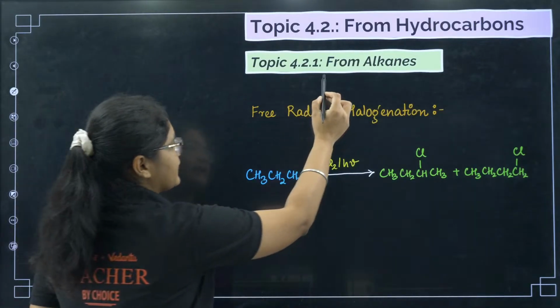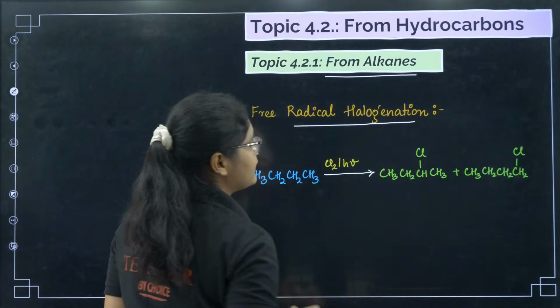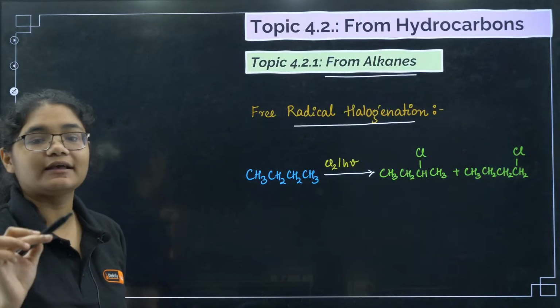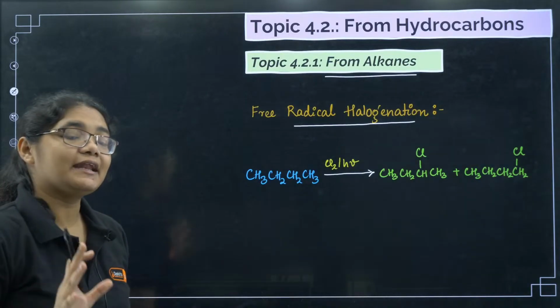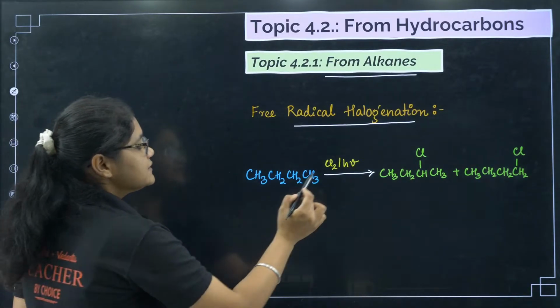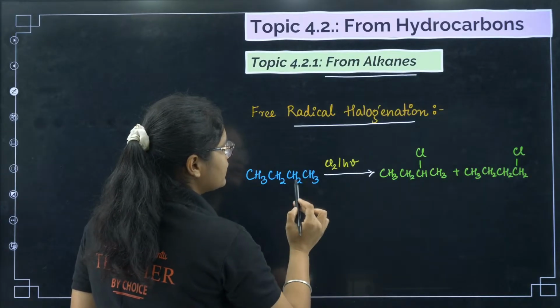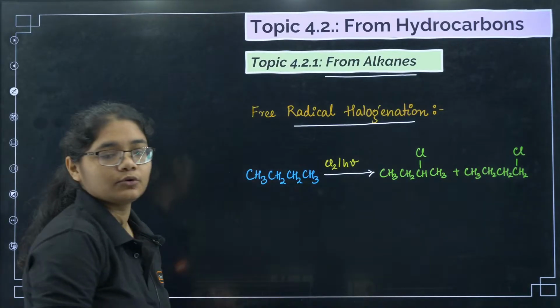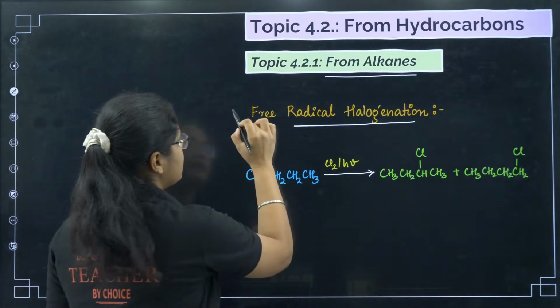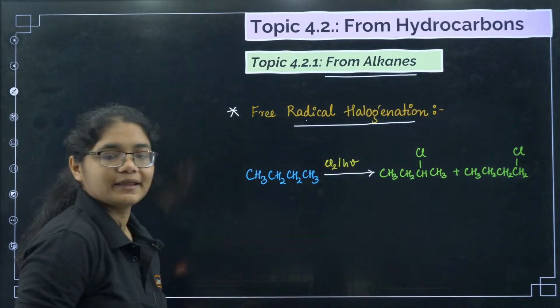So if I take alkanes, here we follow free radical halogenation. In free radical halogenation, what will happen? If you take Cl2 and light (hν), all the hydrogens will be replaced with chlorine. And you should remember this follows a free radical mechanism.